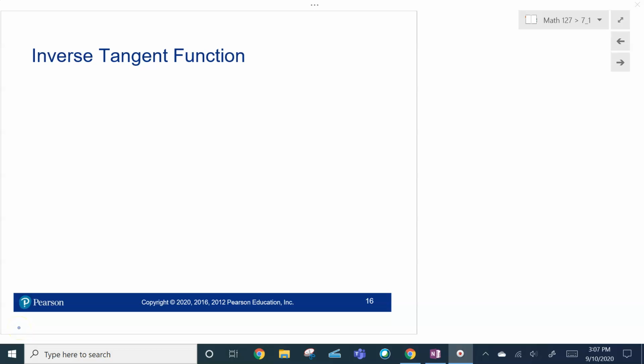Hey, welcome back to your favorite trigonometry class. Let's continue on here taking a look at the tangent so that we can find its inverse function.